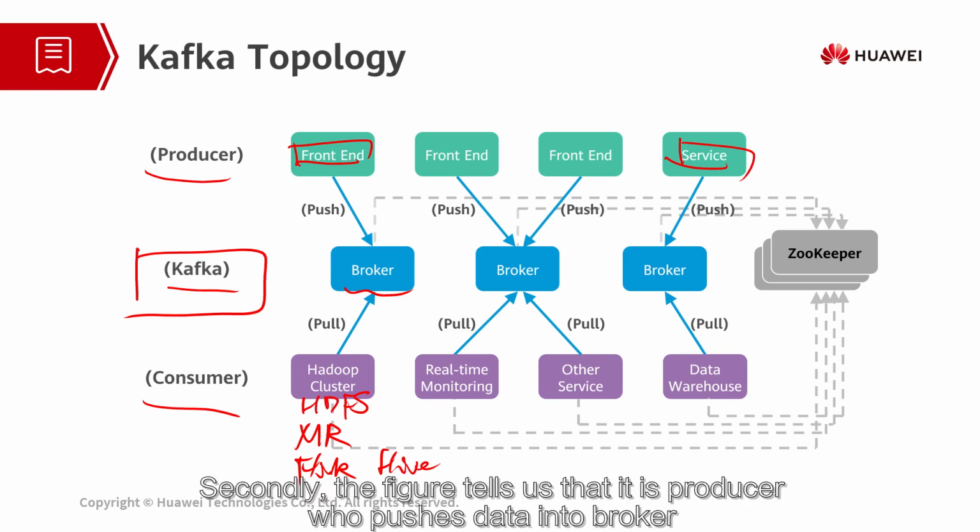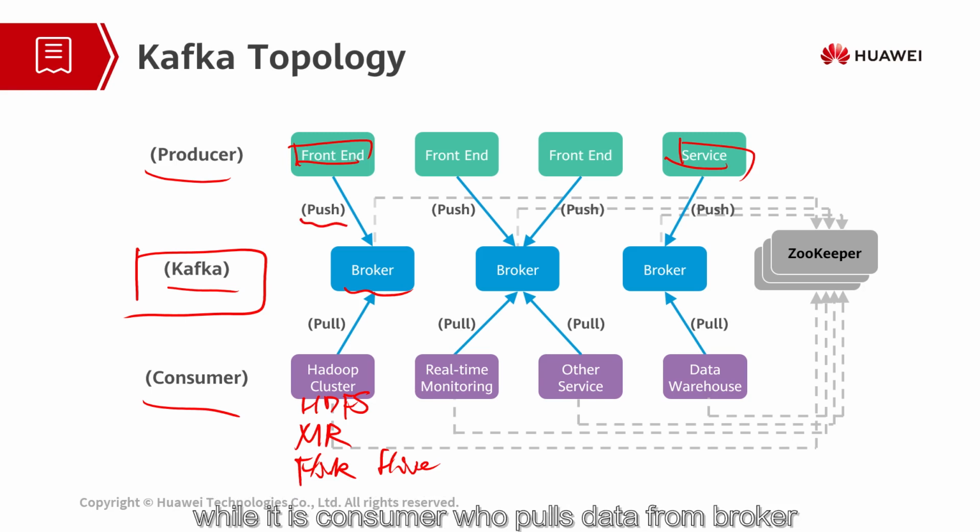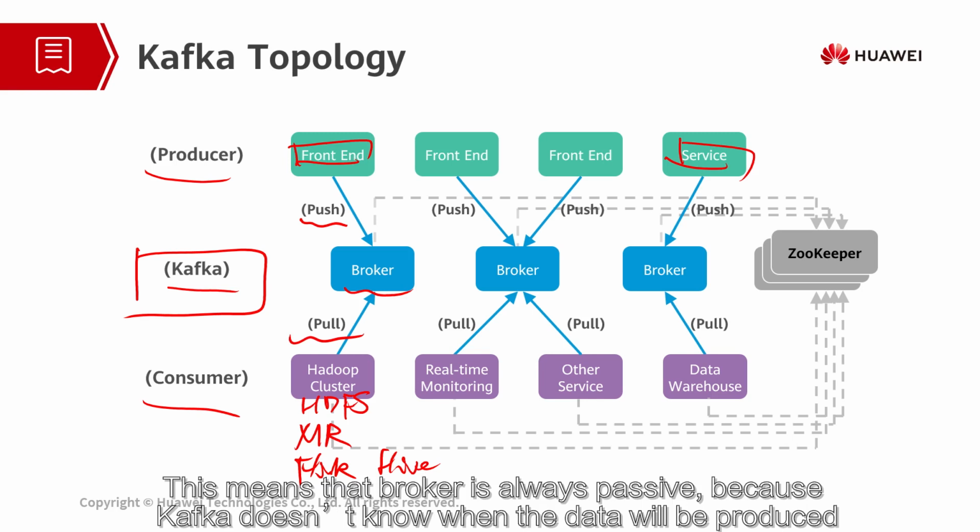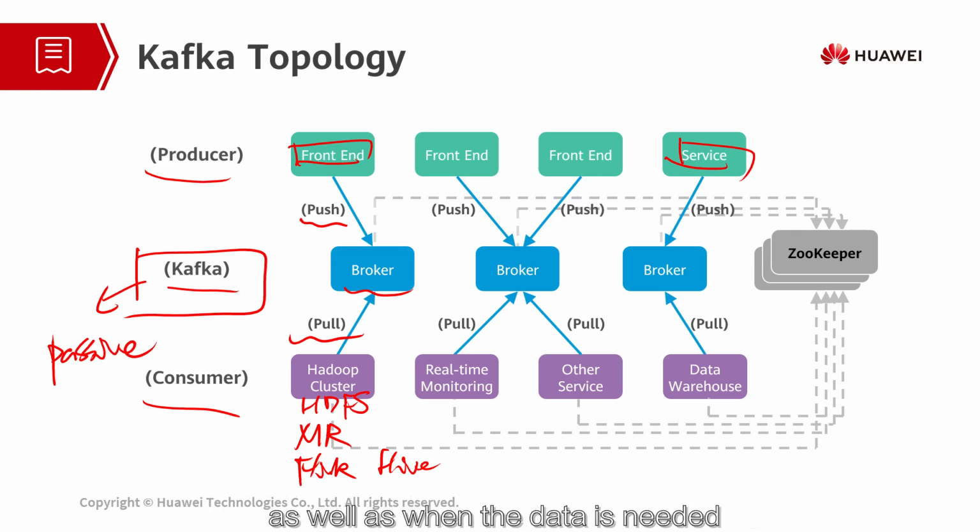Secondly, the figure tells us that it is the producer who pushes data into the broker, while it is the consumer who pulls data from the broker. This means that the broker is always passive, because Kafka doesn't know when the data will be produced, as well as when the data is needed.